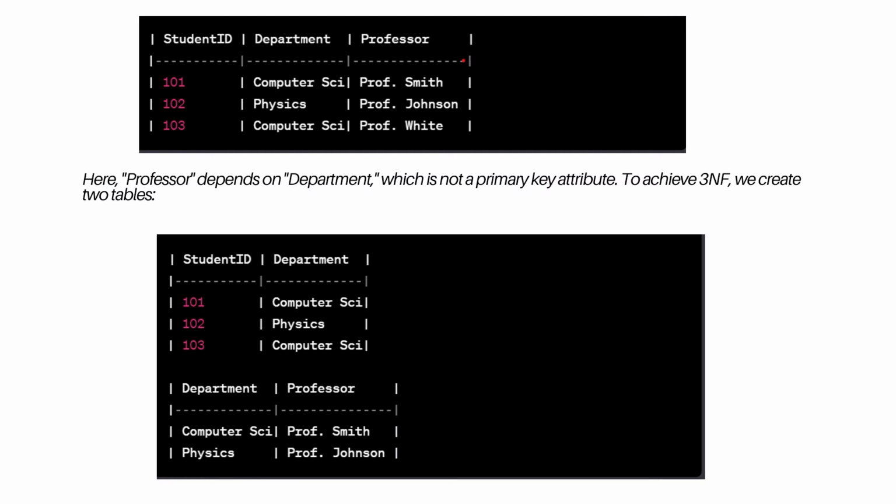So we'll take the same table. Here if you see, your professor depends on department, right, which is a non-primary key attribute. Now to achieve 3NF, we'll divide this. Now your department depends on student ID and your professor depends on department, which is indirectly depending on student ID only. So there is no direct dependency between two non-key attributes. This ensures that your table is in 3NF.